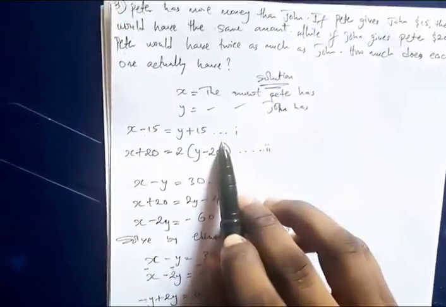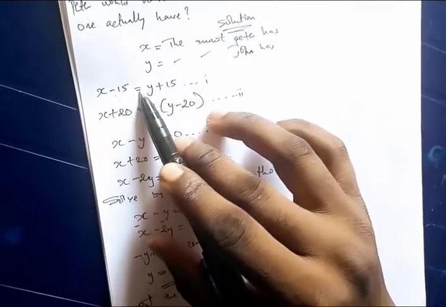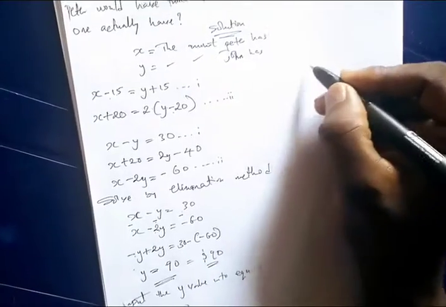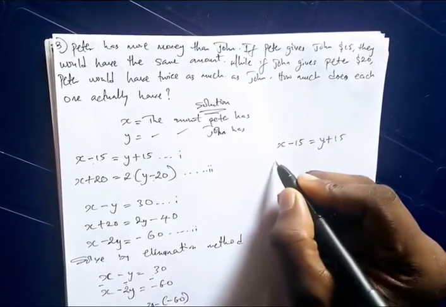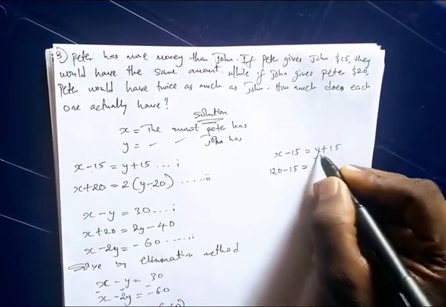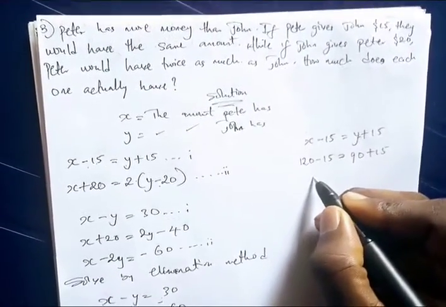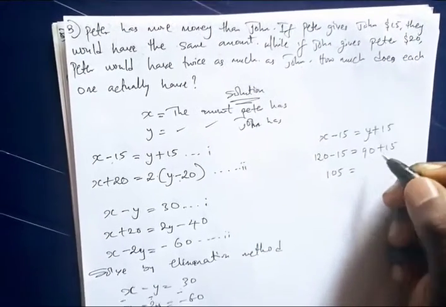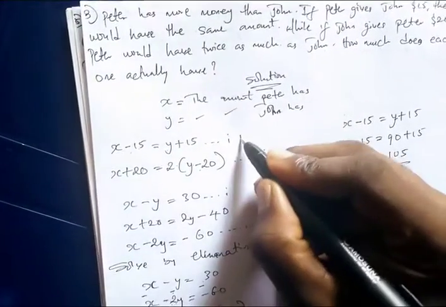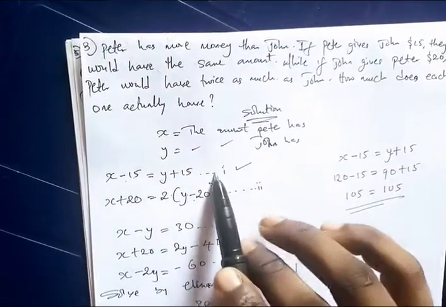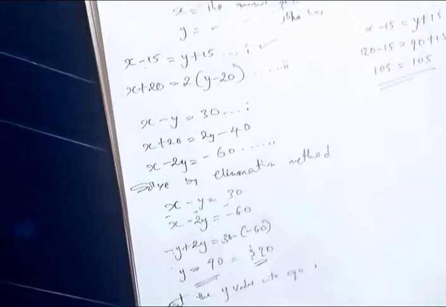From the first statement here, we are meant to understand that Peter gives John a sum of $15, and both of them have the same amount. So if Peter is giving John a sum of $15, John will receive $15, and we know that Peter has $120 minus 15, and we know that John has $90 plus $15. So this leaves Peter with $105. And this makes John have a total sum of $105. So this actually agrees with the first equation, while our answer agrees with the first statement, which says that Peter has more money than John. We can see 120 and 90.